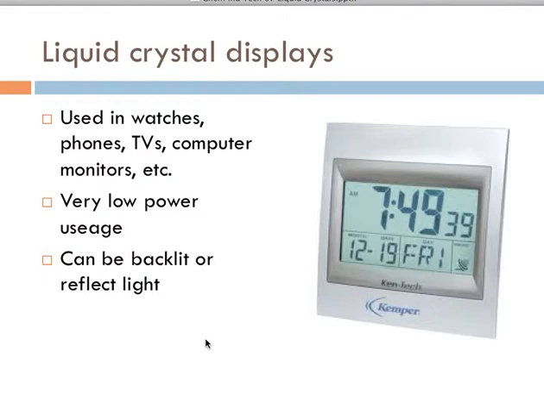Okay, so these liquid crystal displays are used in watches, phones, TVs, computers, monitors, etc. A whole wide range of things. Important features: they are very low power usage and they can be backlit or they could reflect light.